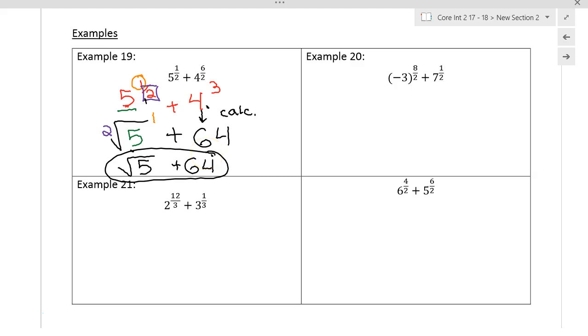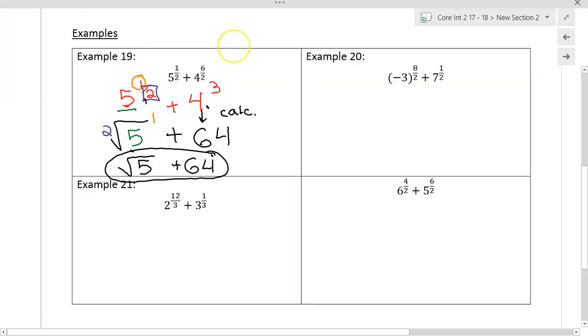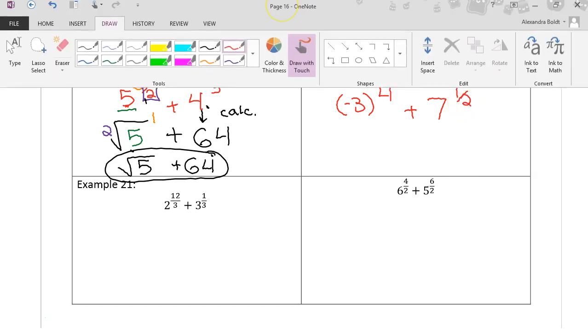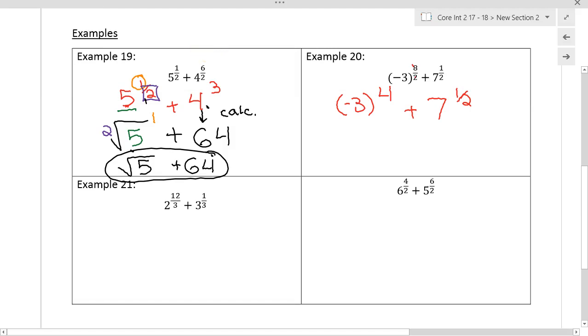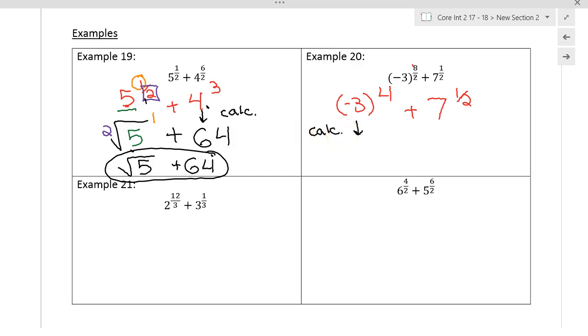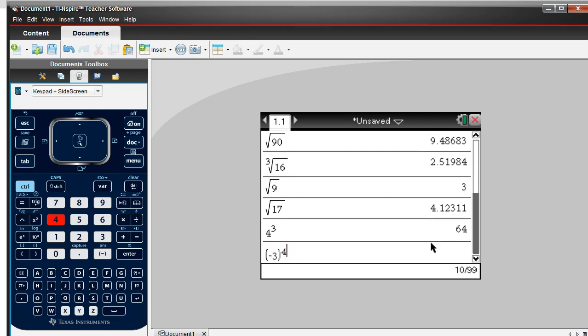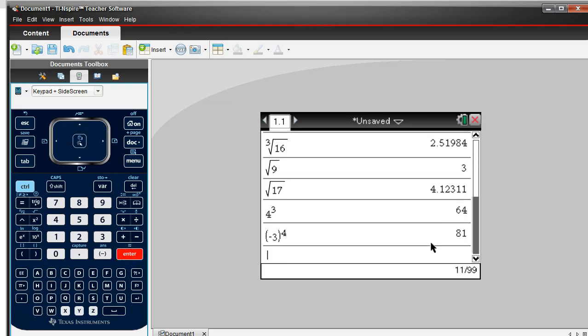Looking at example 20, same thing. First, look at your exponents. Can they be reduced? 8 divided by 2 is 4. Plus 7 to the 1/2 still cannot be reduced. First thing with our calculator, -3 to the 4th. Make sure you have the parentheses just like the problem does. Okay, -3 to the 4th, we get 81.